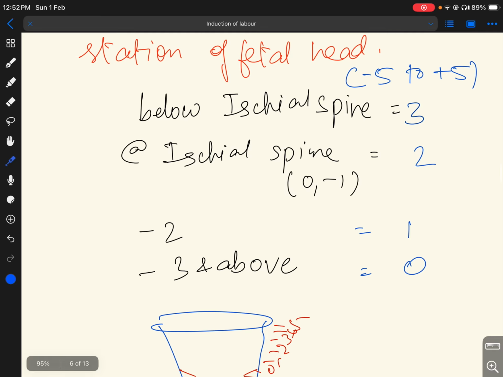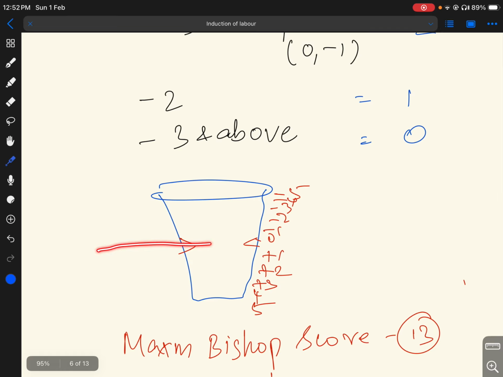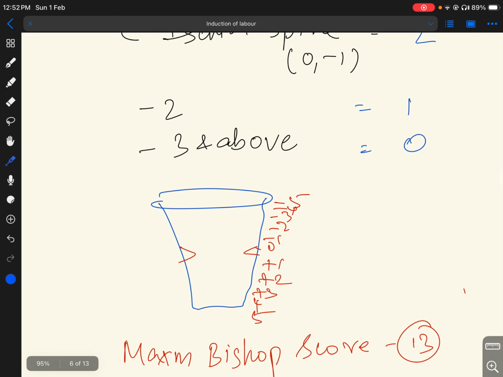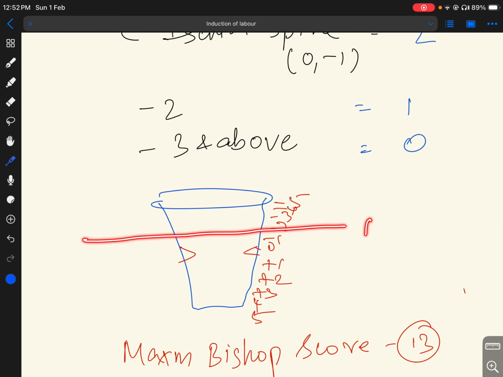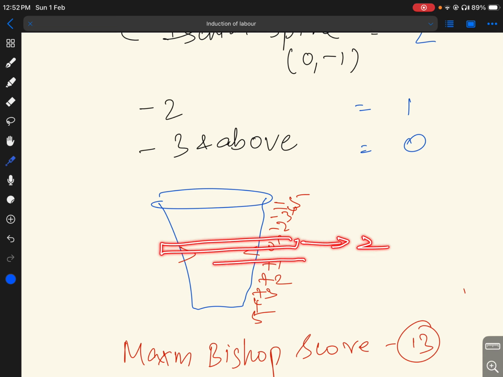Coming to the station of the head, an important landmark is the ischial spine. The station is 0 at the ischial spine. If the head is at -3 or above, you give a score of 0. If it is at the -2 level, give a score of 1. If it is at the -1 or 0 level, we give a score of 2. If it is at the positive levels, give a score of 3.